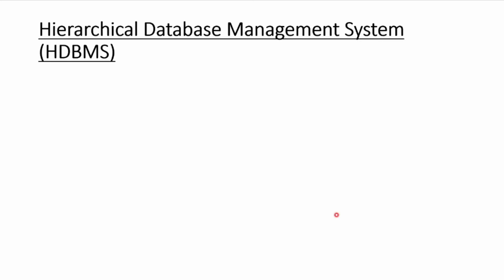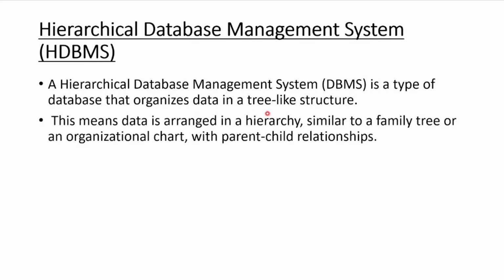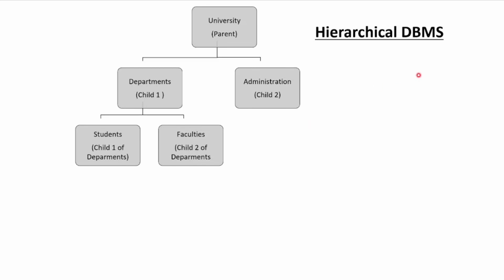So another type is the hierarchical database management system. A hierarchical database management system is a type of database that organizes data in a tree-like structure. This means data is arranged in a hierarchy similar to a family tree or an organizational chart, with parent-child relationships. So this is a simple example of hierarchical DBMS where the university is the parent of departments and administrations. That means the university has two children: child one is called departments and child two is called administrations.